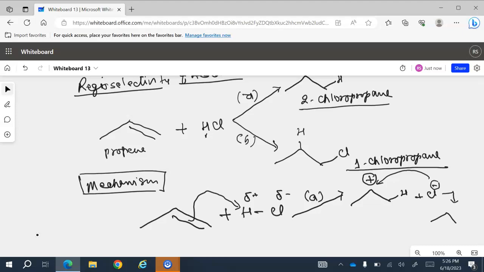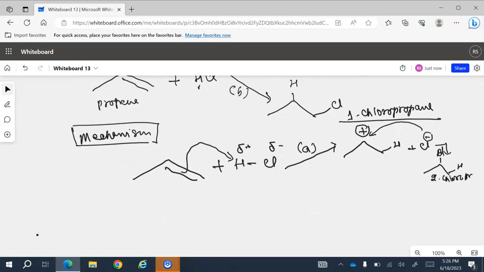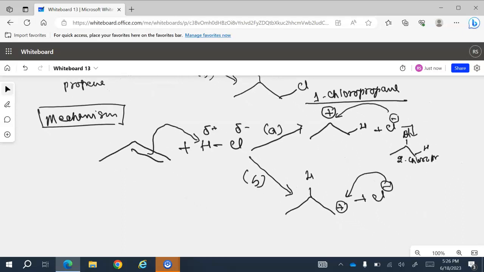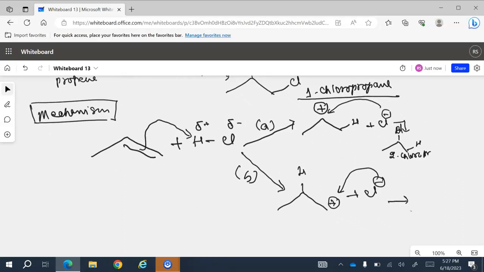attack on this carbocation, and will generate product A, that is 2-chloropropane. So 2-chloropropane will be the product in path A. If we follow through path B, then what happens here? The double bond will grab the proton, the proton will go to the middle carbon, and you will generate the carbocation on the terminal carbon. And now Cl minus will attack the terminal carbon. The result will be the formation of 1-chloropropane as the product.